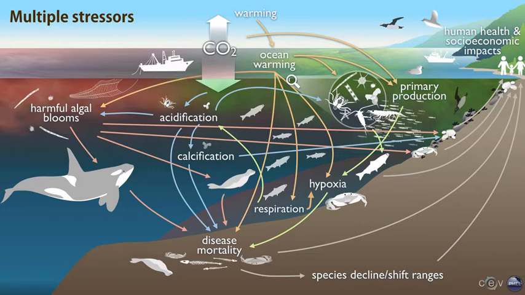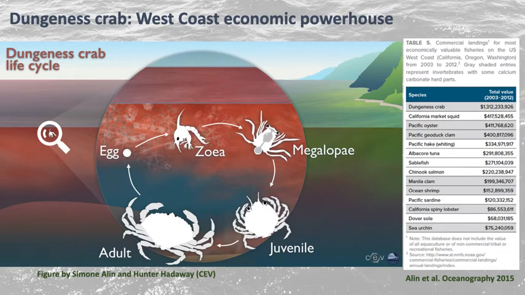So this has implications for the entire ecosystem, which is experiencing multiple stressors going on: warming, hypoxia, acidification, all are things that are happening at the same time. And one of the organisms that is both culturally and economically important in the region is the Dungeness crab. Dungeness crab experience a complex life cycle, which is depicted here.